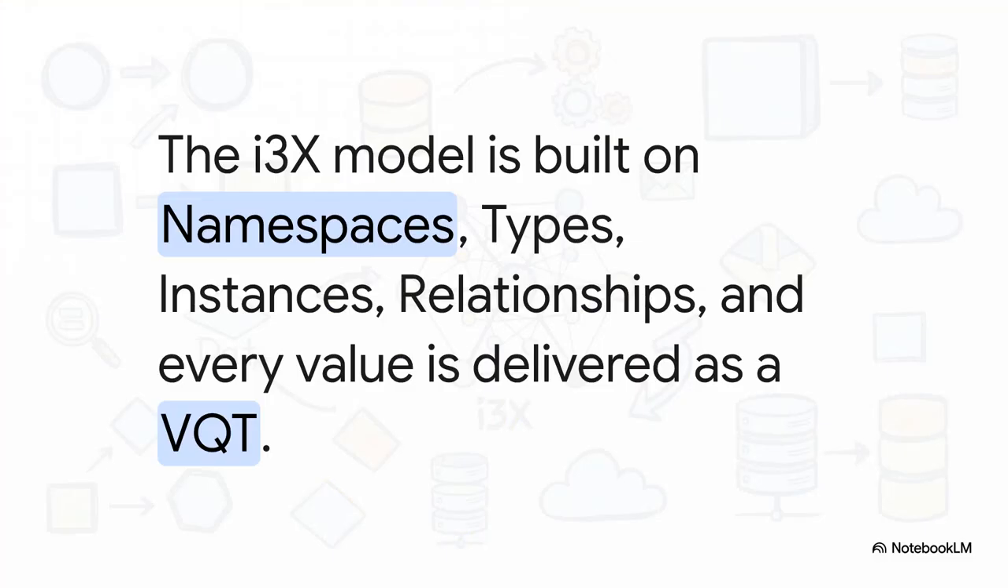So let's just recap the whole thing. You've got namespaces for scope. You've got object types as blueprints for your object instances, the real stuff. Those instances are all tied together with 3 different kinds of relationships, and every piece of data they hold comes as a VQT. That's it. That's the entire model in a nutshell.